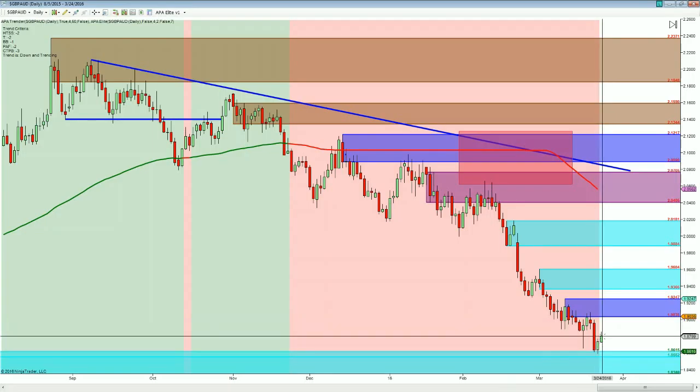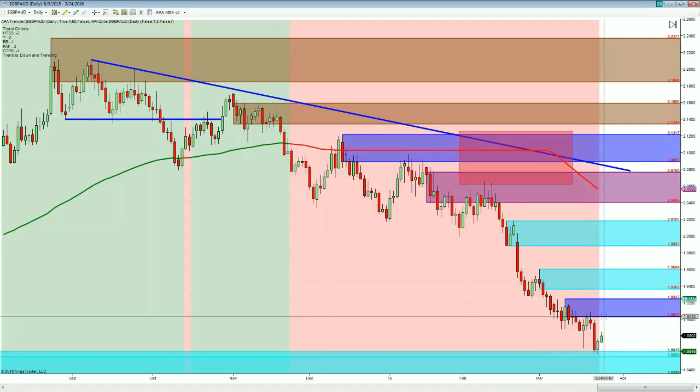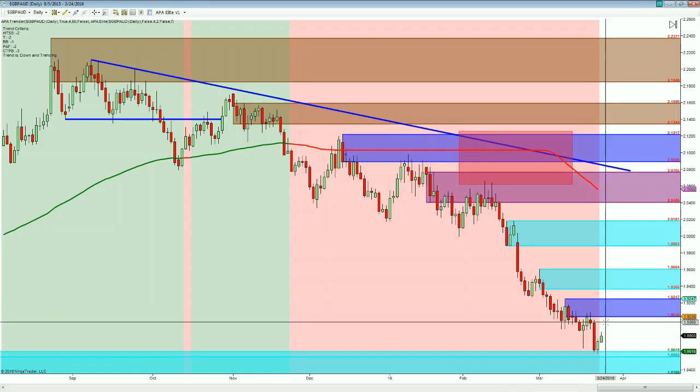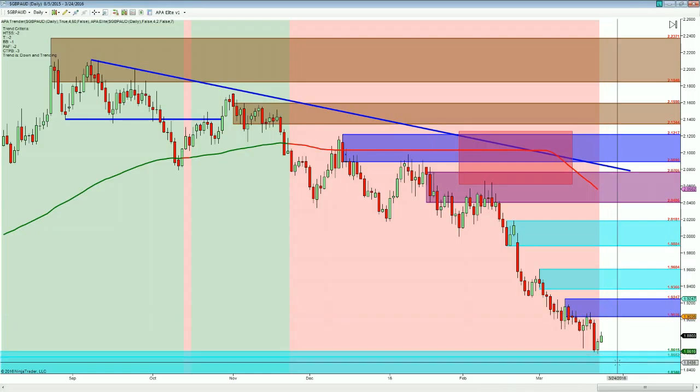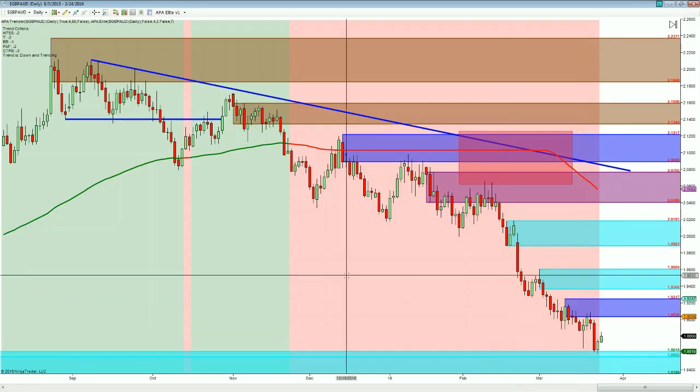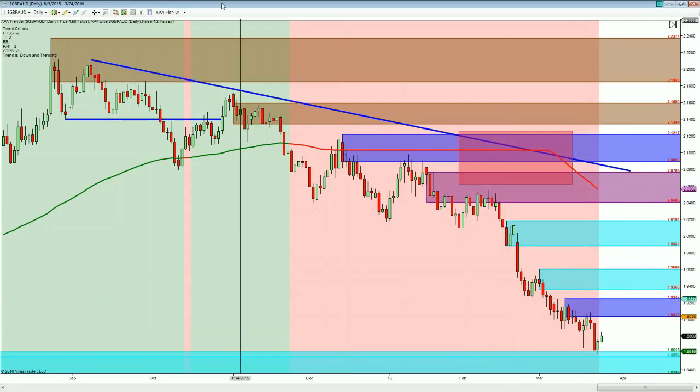If you want to play the counter trend back up in here, you might look to do that as well. But I think we're gonna find sellers back up in here. If we get up in here, we're gonna find sellers again and just follow the trend down till it says to stop. So, that's it. All right.